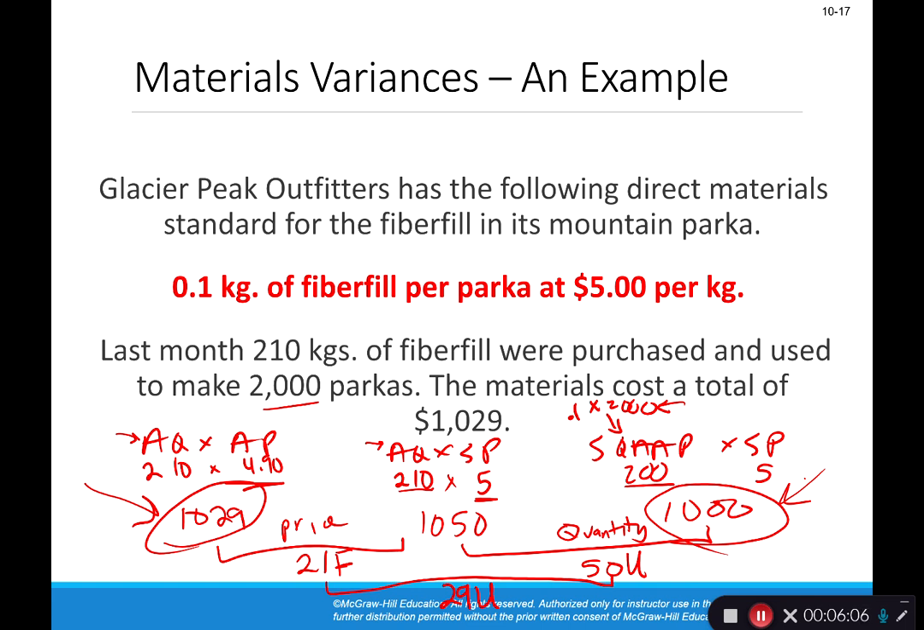Now, the good news is if you're still a little confused, when we go through more examples, it's going to be done the same way every time, whether it be another example for direct materials or whether it be direct labor or variable overhead, the process is exactly the same.